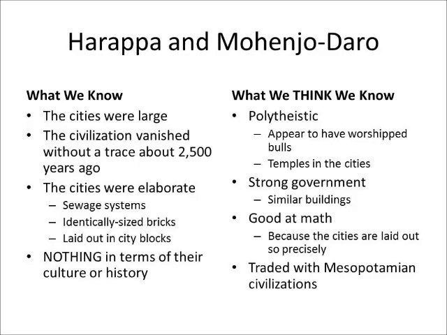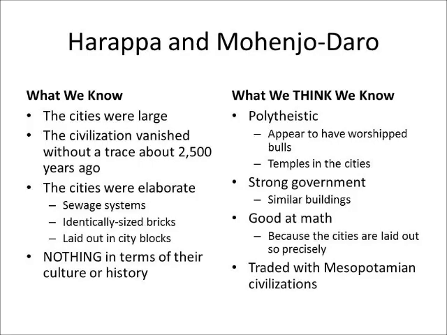There are various theories as to why this civilization collapsed, and we'll talk more about that near the end of this slideshow. The cities were very elaborate for their time. They had sewage systems, drainage systems in the houses. Houses had baths. There were even two-story houses, which for the time was very advanced.